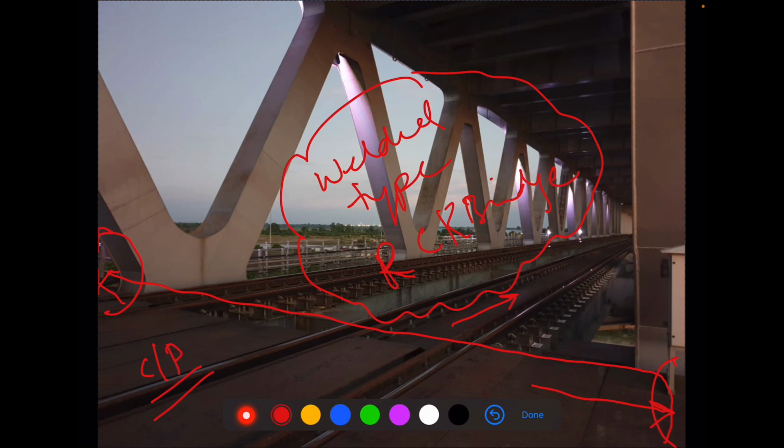So, with this, I would like to end this here. In the next lecture, we will see another example of rail cum road bridge, which is a kind of bolted structure. Thank you.